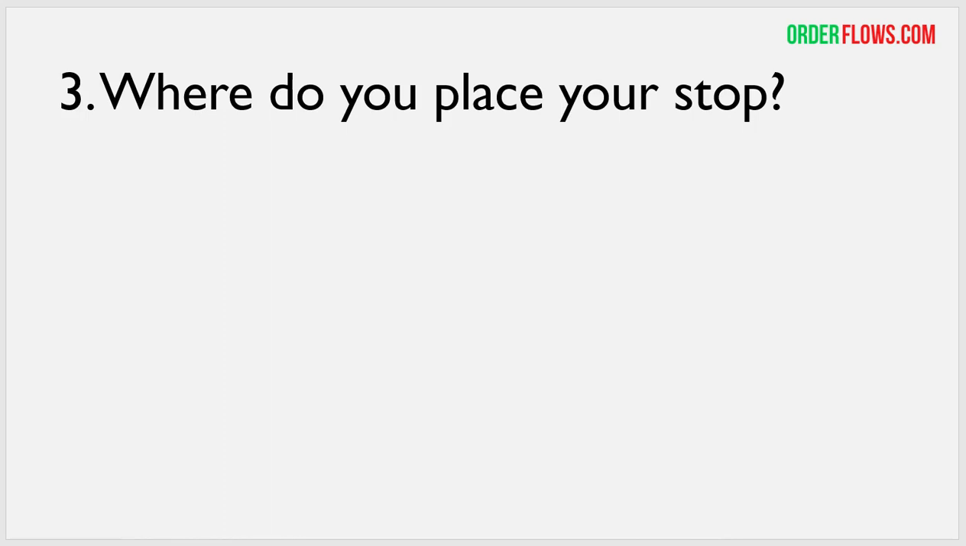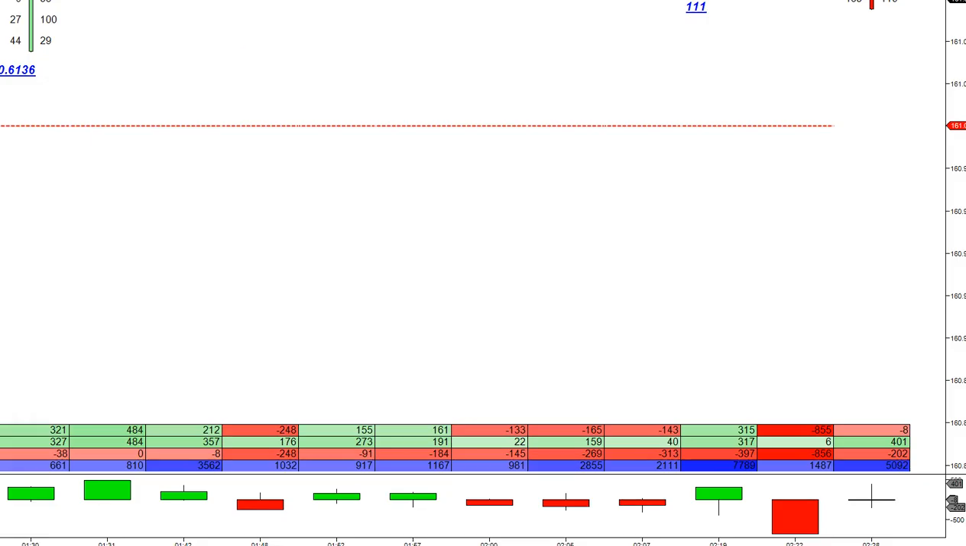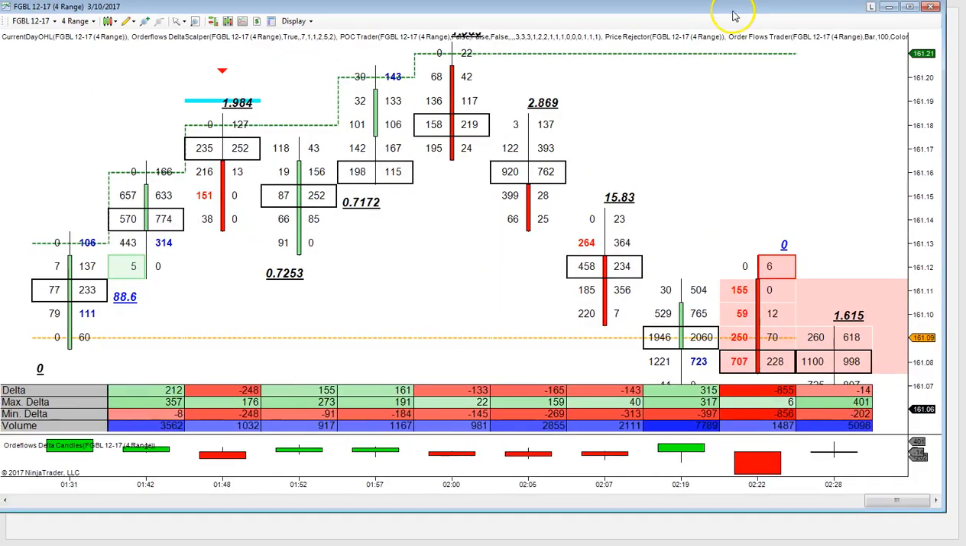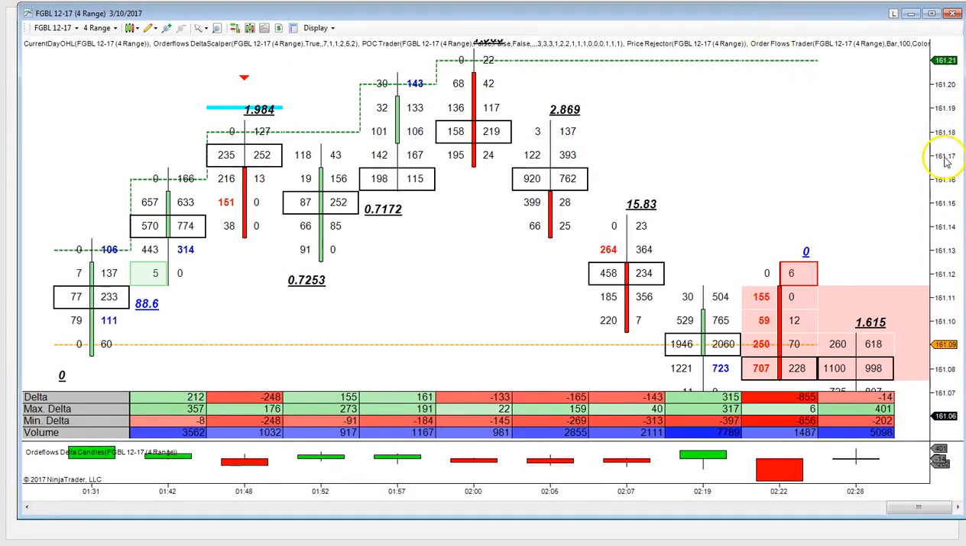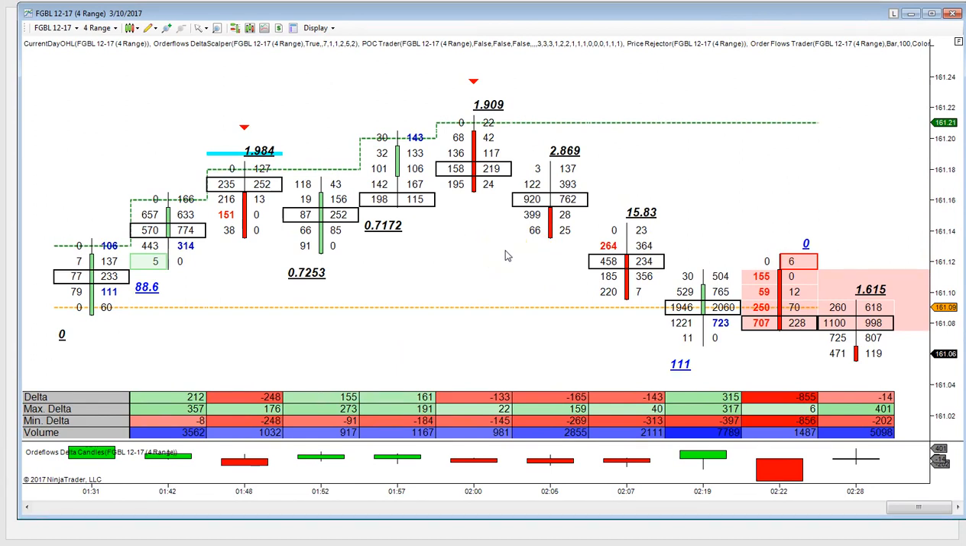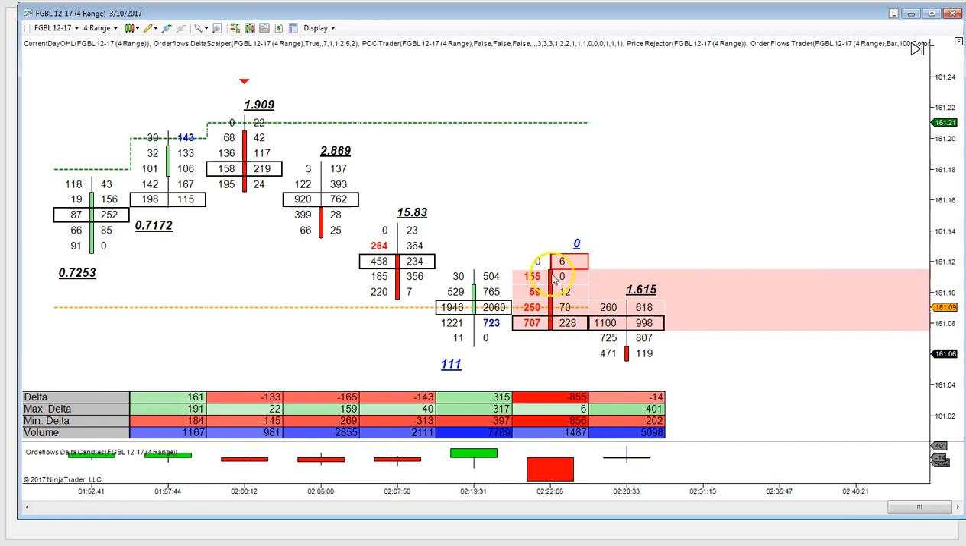Now, another way I approach stop placements is by using the actual footprint chart. So let's see here. This is the Bunds. If I have a signal to get short on something, take for example this stacked sell imbalance, where would I place my stop? Well, it would be right above this level. Say I was getting short off this bar. I would obviously place my stop initially above the high of this bar.